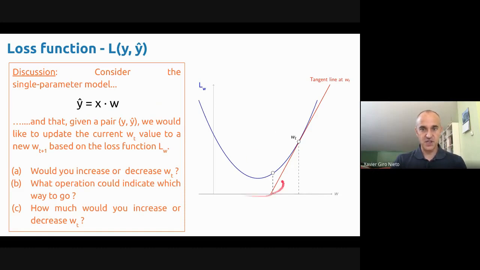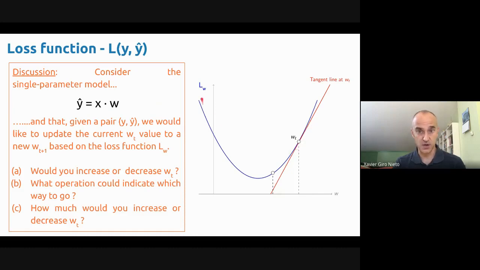Then if you don't see the minimum, but you see something just over here in the neighborhood of WT, which operation from calculus could tell you which way to go, to the left or to the right? If you can look around here. The derivative. Yeah, thank you very much. So the derivative will tell you in which direction this function is increasing or decreasing.